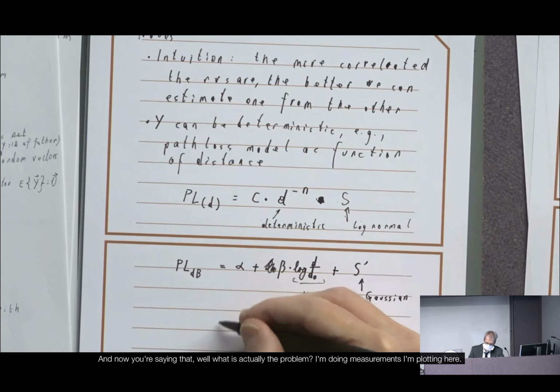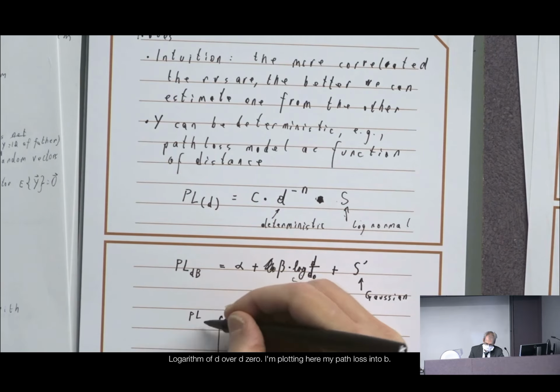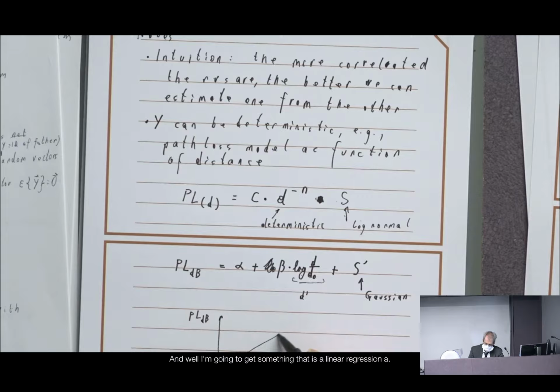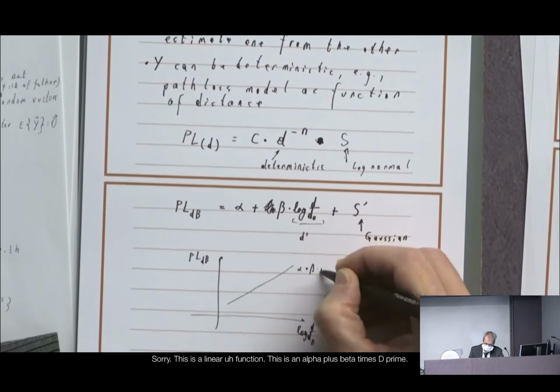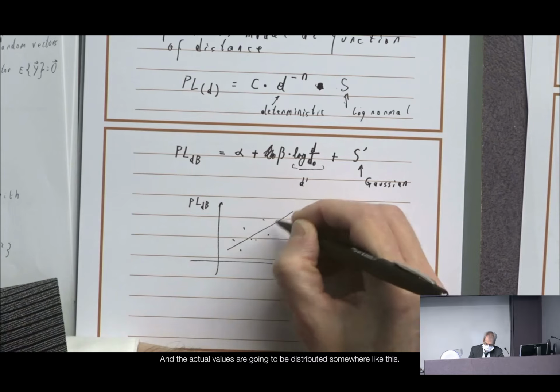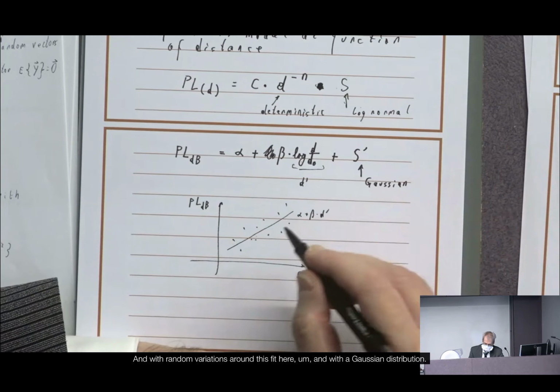And now you're saying, well, what is actually the problem? I'm doing measurements. I'm plotting here the logarithm of d over d0. I'm plotting here my path loss in dB. And I'm going to get something that is a linear regression. This is a linear function, alpha plus beta times d prime. And the actual values are going to be distributed somewhere like this, with random variations around this fit, with a Gaussian distribution.